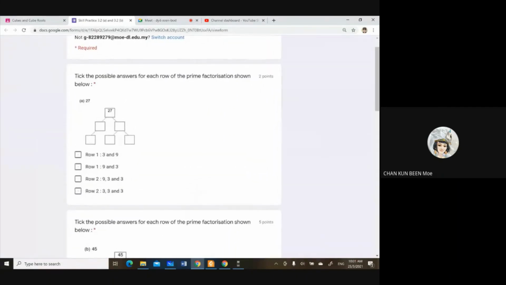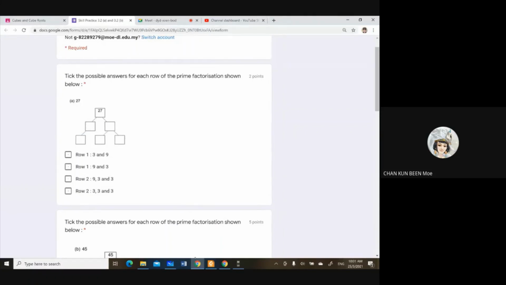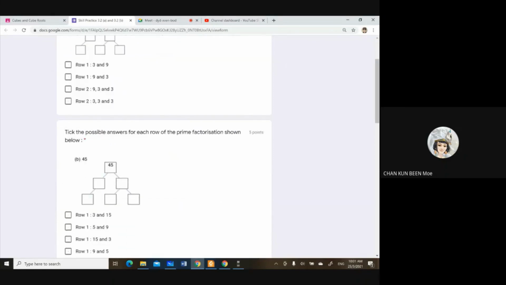Take the possible answer for each row of the prime factorizations shown. So for example, this is row 1. This part over here is row 1. This one is row 2. What is the answer for row 2? So you have to choose the correct answer over here and also for the rest.